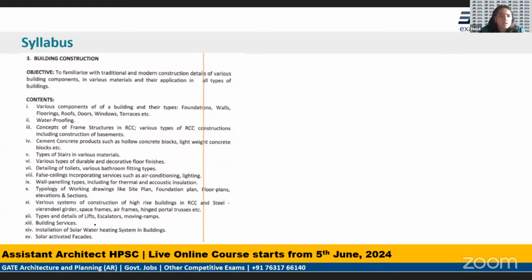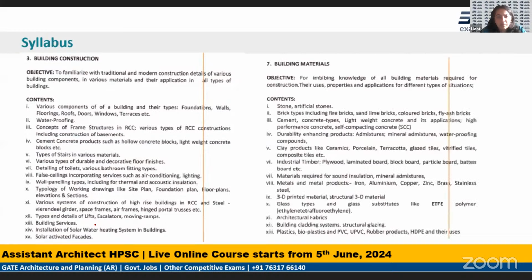Then for building construction, again, right from all types of components of a building, right from foundation to walls to flooring, roof, door, window, etc., to waterproofing, cement concrete products, what they are, how they are made, etc., toilet details, plus your services also, your air conditioning, lighting, working drawing for site plan, foundation plan, floor plans, etc.